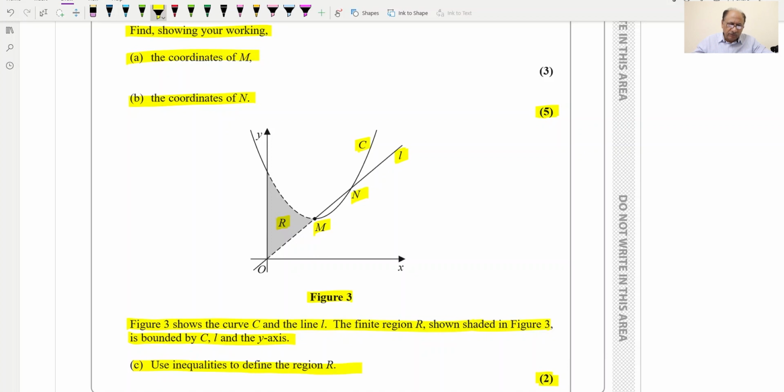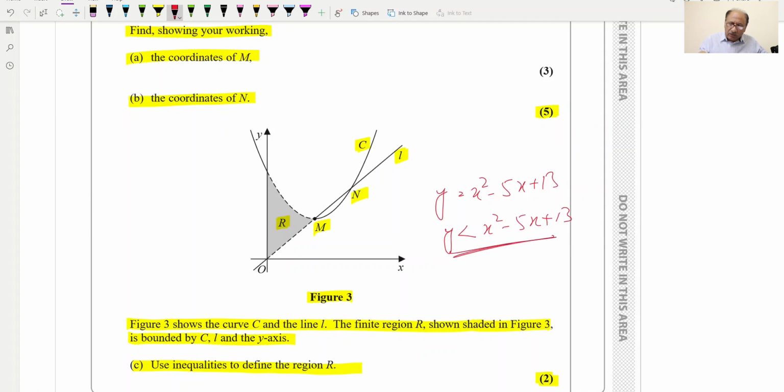This is a 2 mark question. We can see that the shaded region R is lower than this curve. So what is the curve equation? The curve equation is y equals x squared minus 5x plus 13. So we will be utilizing y values lesser than this one, so we will write y is less than x squared minus 5x plus 13.